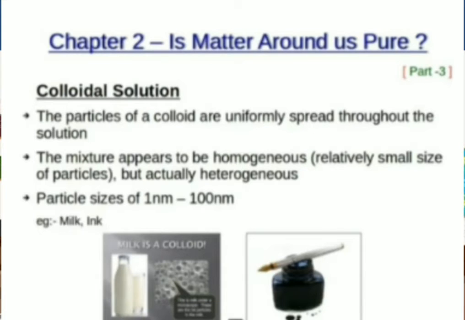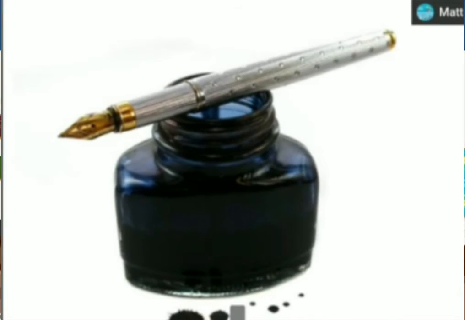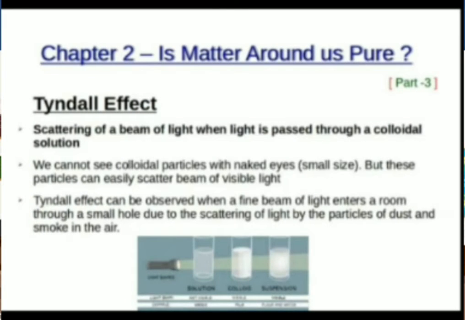Here we have some examples. Milk is an example of a colloidal solution, and ink is also an example of a colloidal solution. Then we are going to study the Tyndall effect.